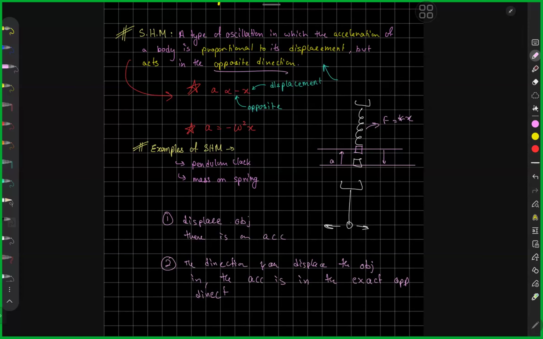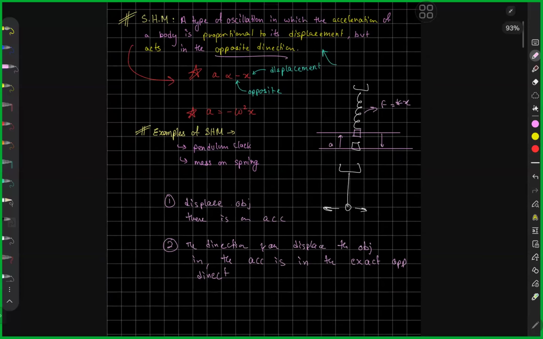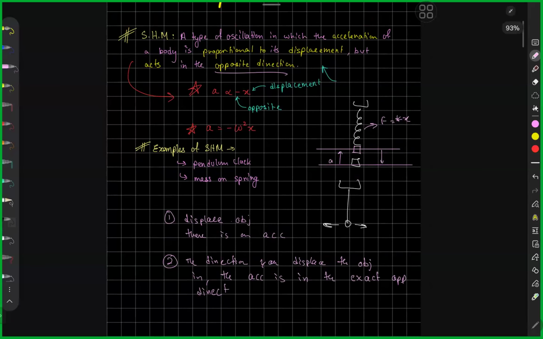Okay, that's it. And you will see how it makes sense for a pendulum and also it makes sense for a spring. Now, coming back to over here. So what did we find out over here? That when I displace, there's an acceleration, and the direction I displace in, acceleration is in the opposite direction. Perfect.